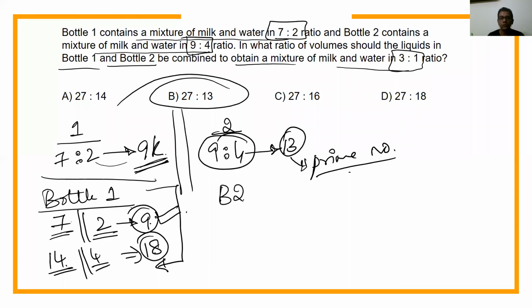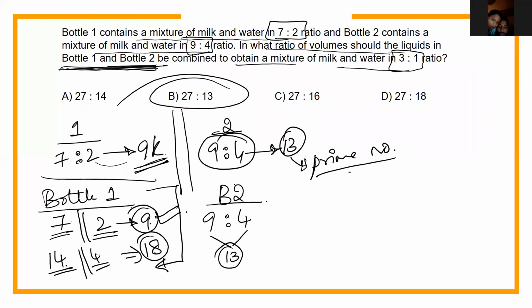Are we clear till here? Bottle 2 contains milk and water in the ratio 9:4. Which means if you put 9 parts of milk and 4 parts of water, what is the total quantity you get? 13. Right? Now what is happening? You are actually mixing the ratio of volume, the liquids in bottle 1 and bottle 2 be combined. So you're mixing bottle 1 and bottle 2.